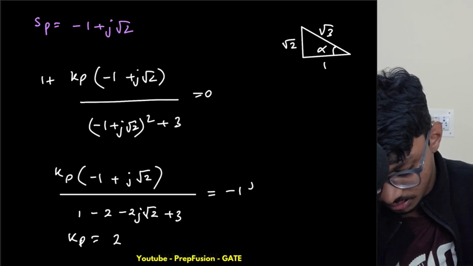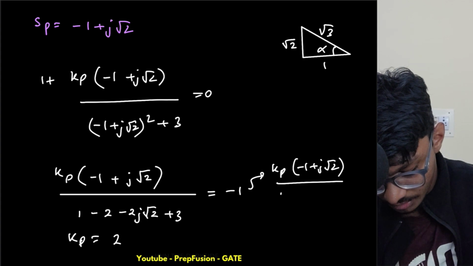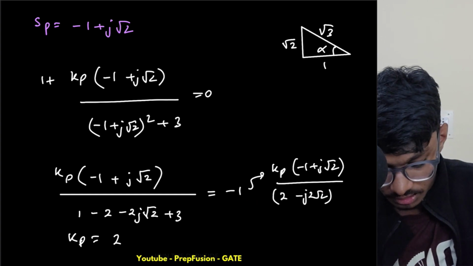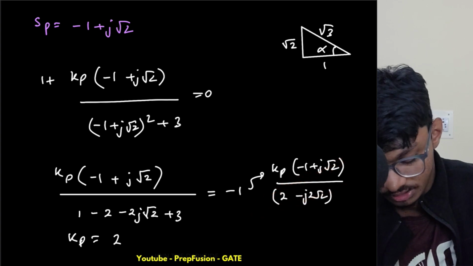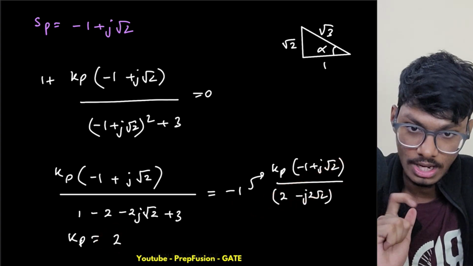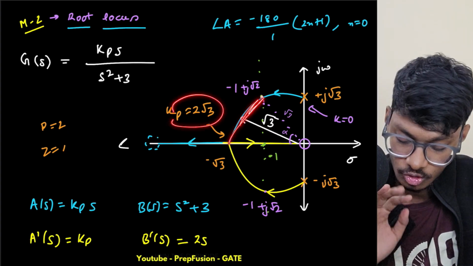Just if I write this, it will be kp into minus 1 plus j√2 divided by 2 minus j2√2. Now if I take the common 2 over here and the common minus 2 over here, this will get cancelled, minus 2 will go in the denominator, and minus 2 multiplied by minus 1 will be 2. So kp will be 2, and kp has to be more than 2, because kp is increasing.